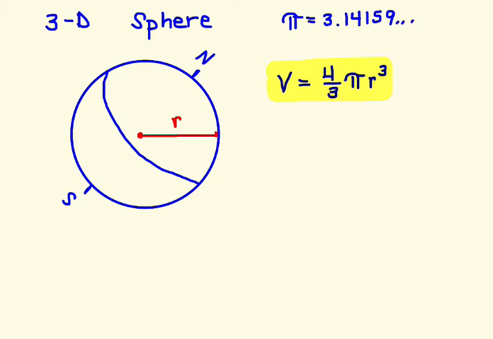Does anyone know the formula for the surface area of a sphere? Anyone remember? The surface of the sphere is 4 pi r squared. Interesting, because we know the surface area of a circle is pi r squared, right? So if you have 4 circles with the same radius, that's enough surface area to cover a sphere. It's one way to help you remember.